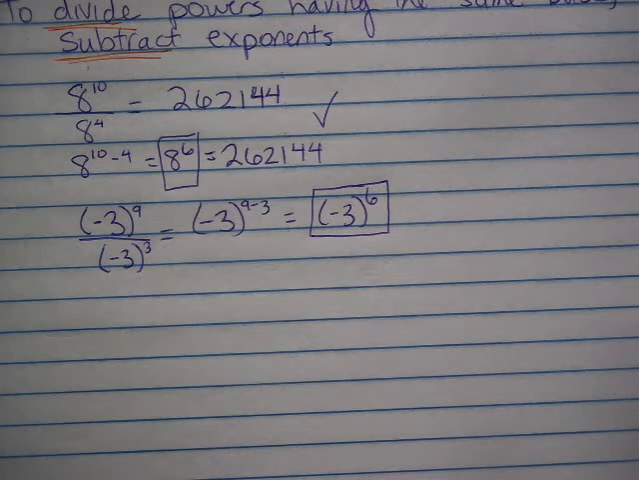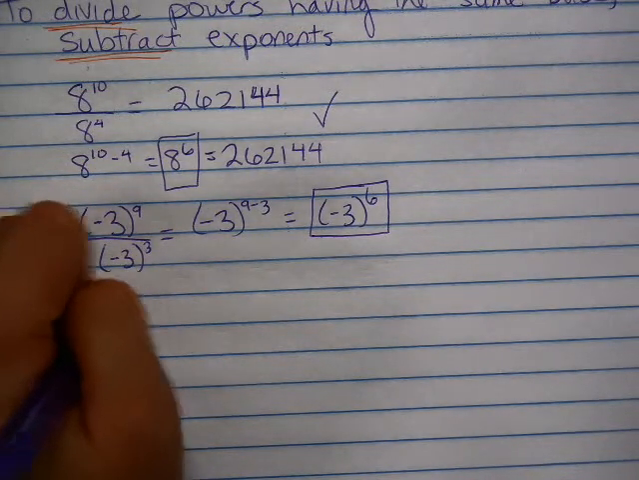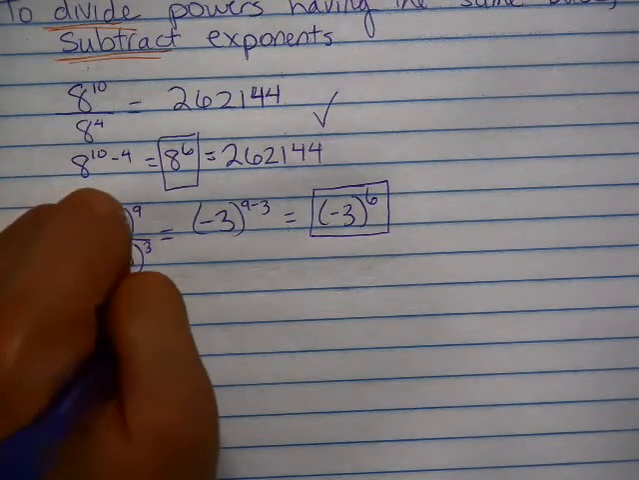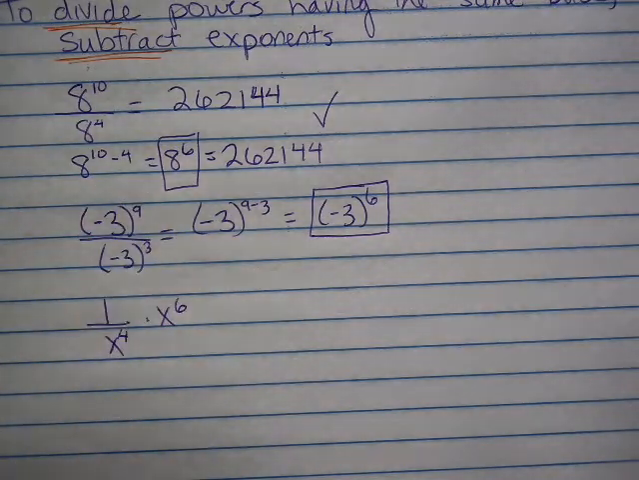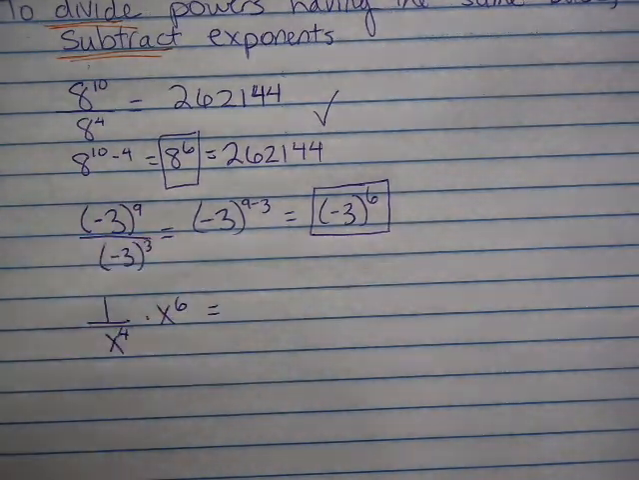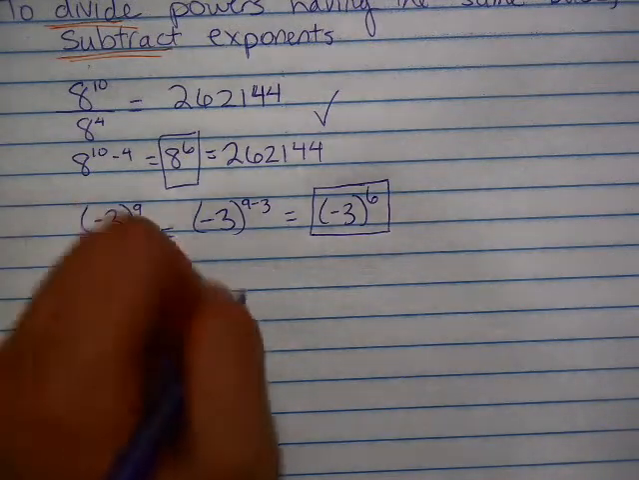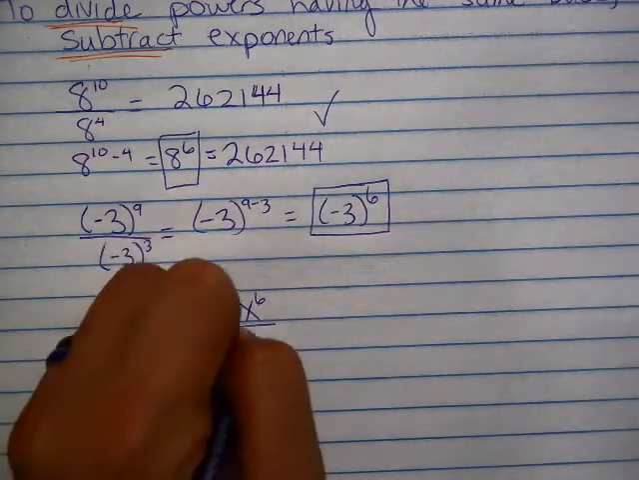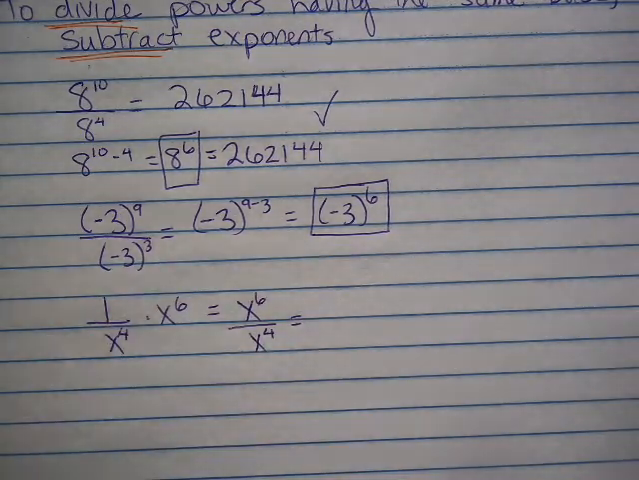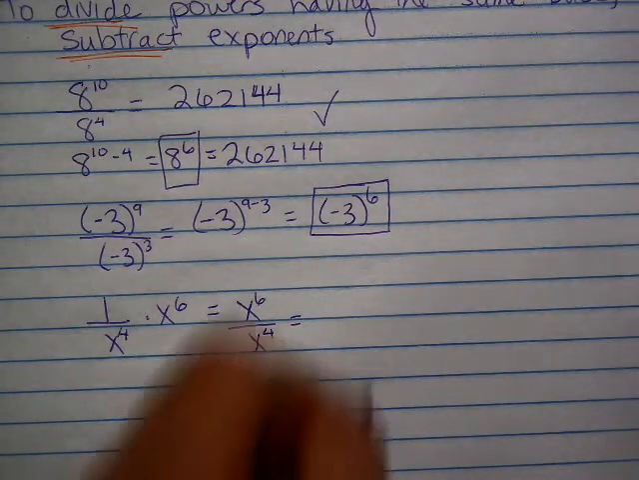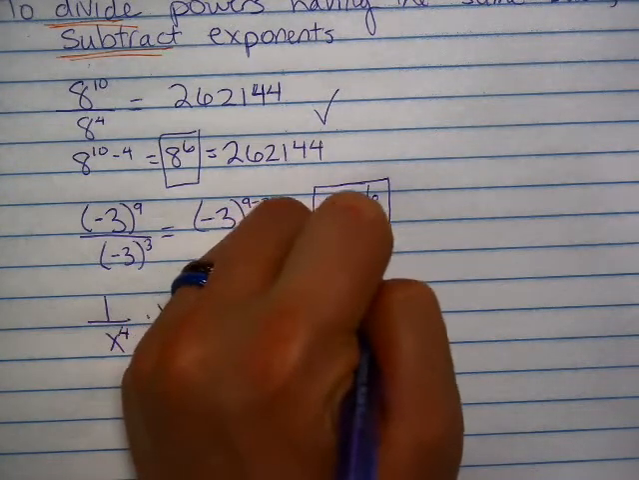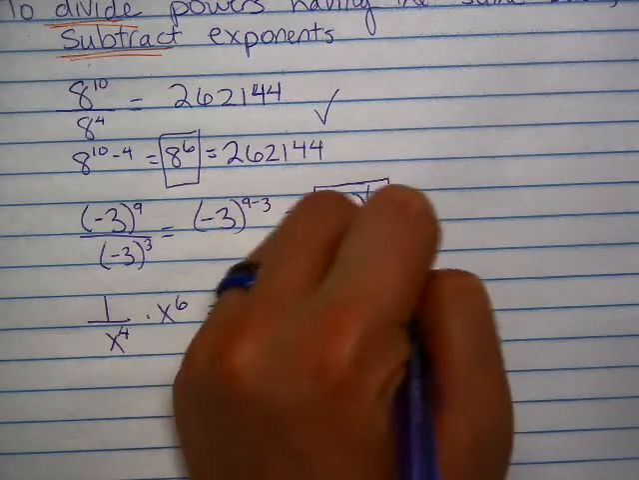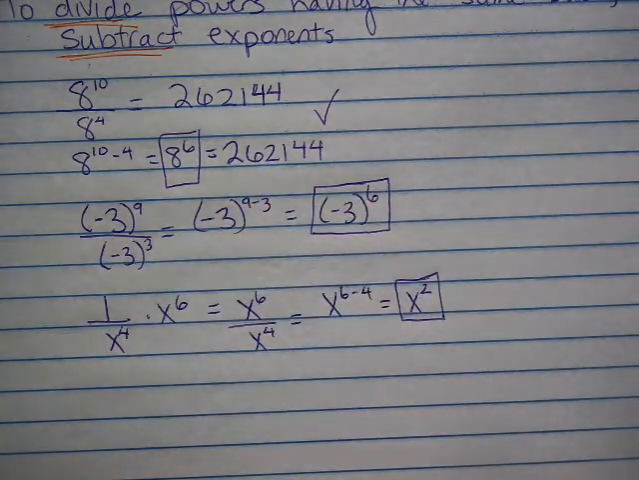So let's do one more, or two more. So 1 over x to the 4th times x to the 6th. I'm going to rewrite it as one fraction. You can or cannot, it's your choice, but I have x to the 6th over x to the 4th. It's division, so I know I subtract. So it's x to the 6th minus 4 equals x squared. And I'm done.